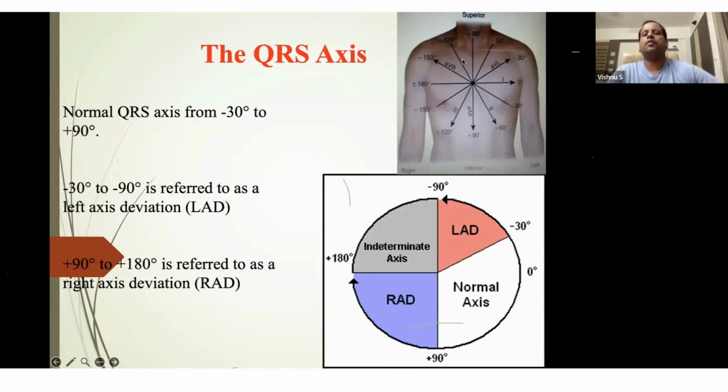It's very easy to find out. You just see only lead 1 and AVF. You calculate the net positivity or negativity of lead 1 and of AVF, and plot it here. If it's negative, plot here. If it's positive, plot here. Connect both, draw a line, and you will find it as left axis deviation. Like that, just looking at 1 and AVF, you can tell in seconds whether it's normal axis, left axis or right axis.